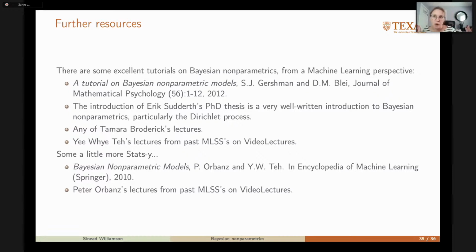And then also, I constantly am recommending Eric Sudderth's PhD thesis, all of which is excellent work, but the background of that is one of the best introductions to Bayesian nonparametrics that I've seen. It has beautiful pictures. It's very well laid out.